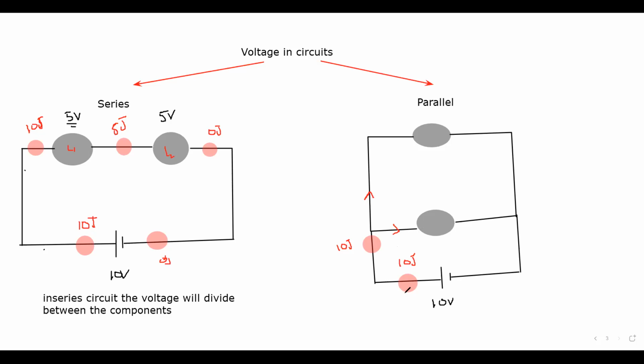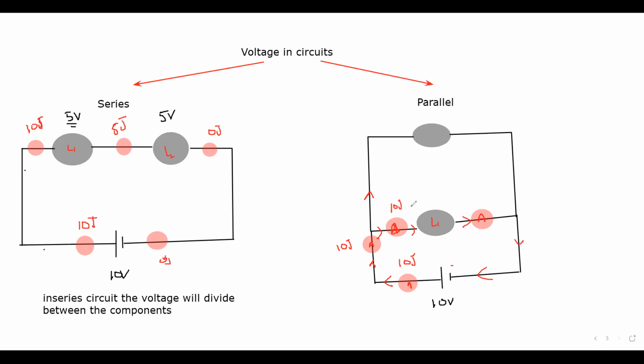So if I'm saying this is charge A and this charge A is passing through lamp 1, before passing it is having 10, but after passing through the component, it will transfer all of its energy. Why transfer all of its energy? Because this charge does not have any other component to pass through. It is the only component, because the charge will return to the negative terminal.